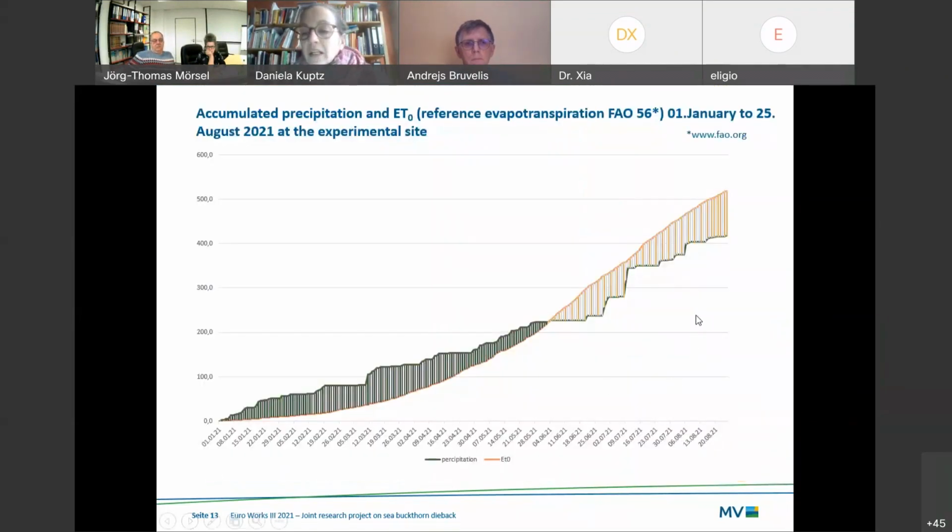Now coming to the weather data of the site, the green line shows the rainfall from January to August at our site. And you see the orange line that shows the evapotranspiration. There's a changing point at the beginning of June where the evapotranspiration is higher than the rainfall. And this is very important, because that is when we have to give water.